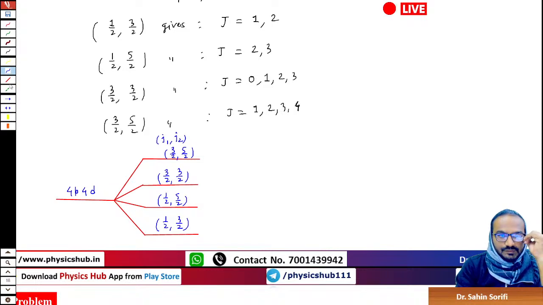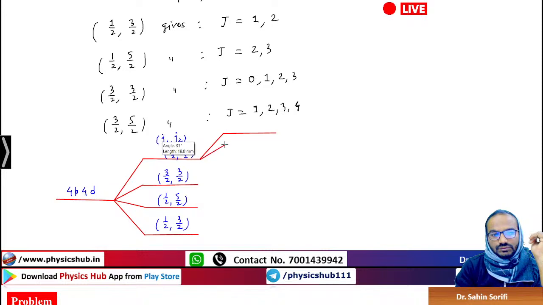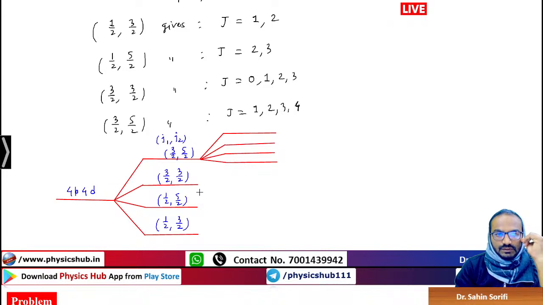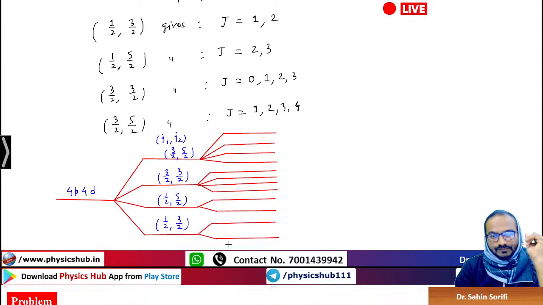Now how many different combinations does it give? The first one, 3 by 2, 5 by 2, gives you 4 combinations: 1, 2, 3 and 4. Similarly, this one 3 by 2, 3 by 2 also gives you 4: 1, 2, 3 and 4. This one, half, 5 by 2, gives you 2 only: 1, 2. This one gives you 2. So these are the combinations of J1 J2.